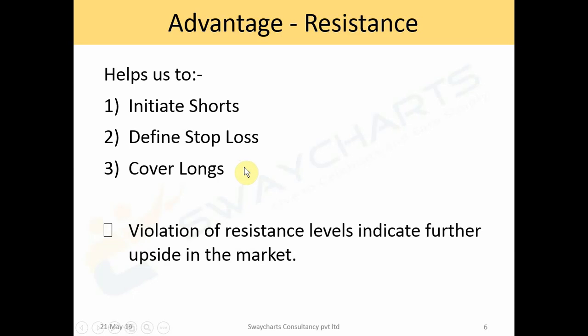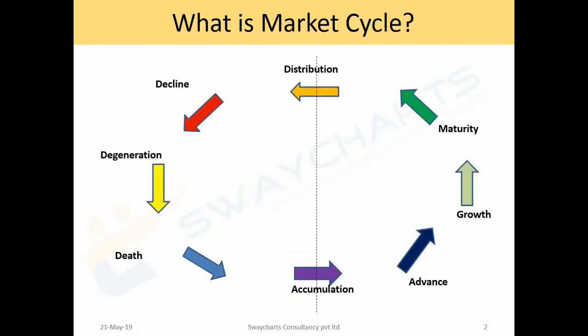And then the violation of resistance can indicate further upside in the market, right? So these are the basics of support and resistance. Now let's understand the market cycle, right?